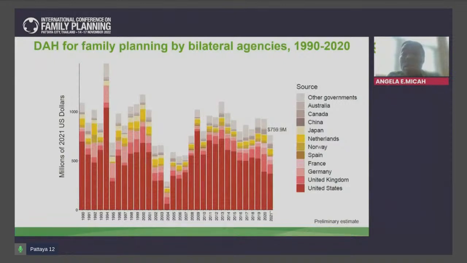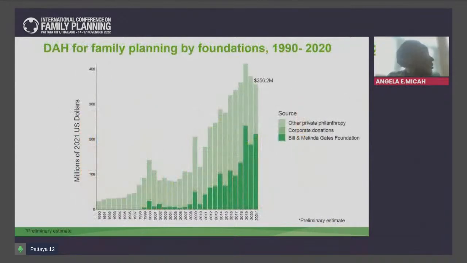Here we focus on contributions from bilateral agencies. Again, a stacked bar highlighting the evolution of resources that have been disbursed through bilateral agencies across time. In aggregate, in 2021, we are looking at about 760 million having been transferred, the majority of which was transferred through the U.S. bilateral agencies.